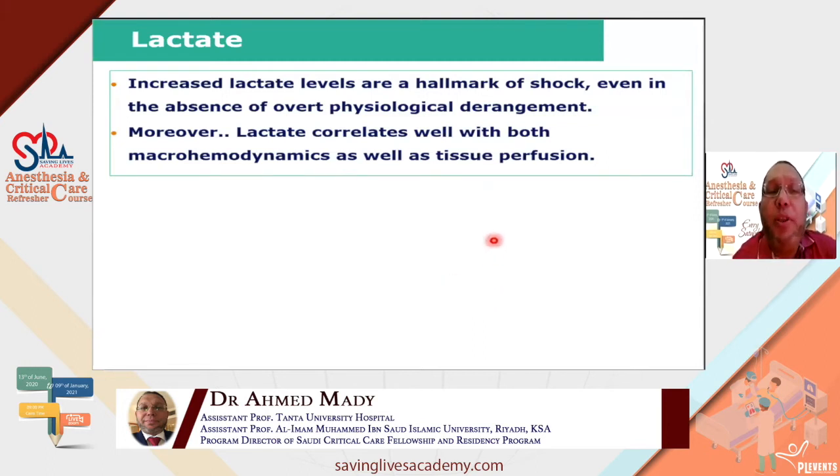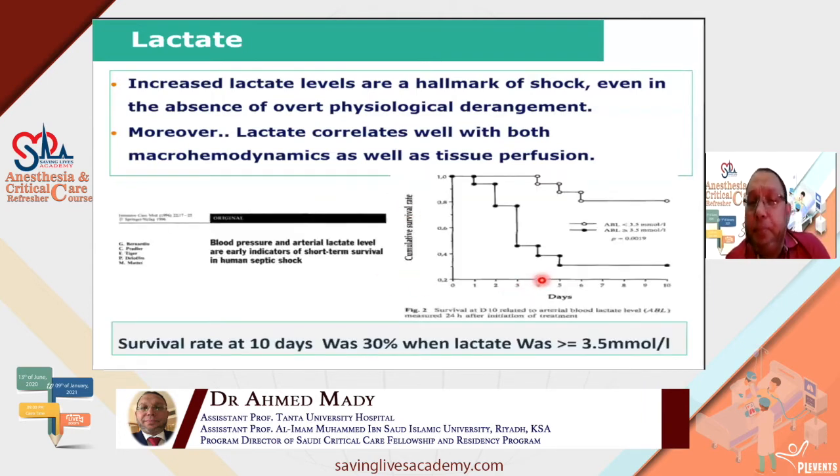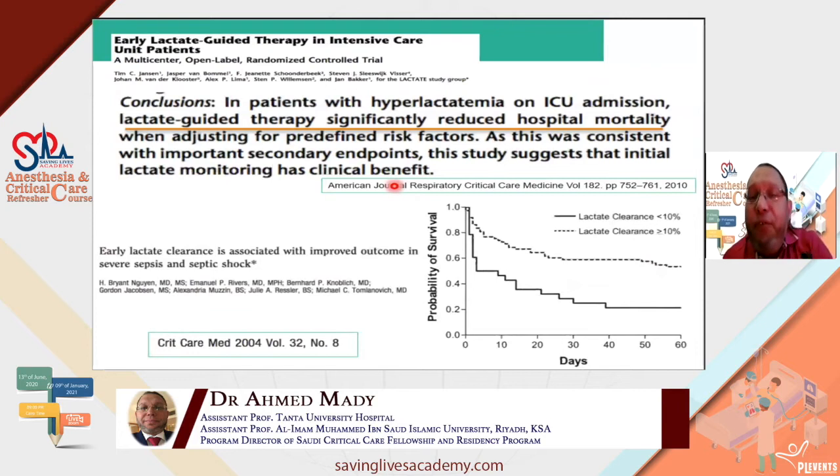Moreover, lactate correlates well with both macro hemodynamics as well as tissue perfusion. Many studies compare this. With higher lactate, more patients will die. As you can see in this study, survival is only 30% when lactate is more than 3.5 millimole per liter. And if you are targeting lactate during your management, fewer patients will die. Not only the figure of the lactate, but also lactate clearance, which you can see here with days. The probability of survival will be higher if you clear your lactate earlier. So please, I don't like to say don't forget, but one of the essentials to deal with is the lactate in the patient in shock.